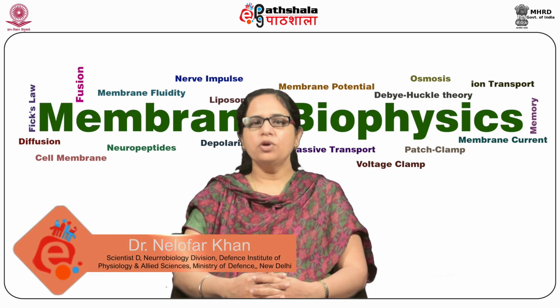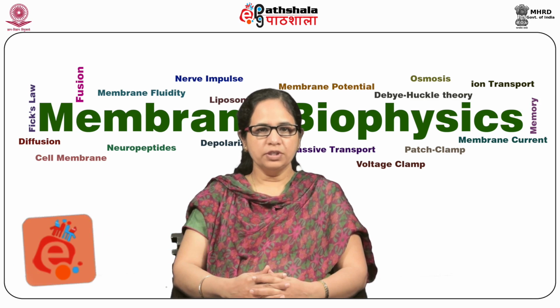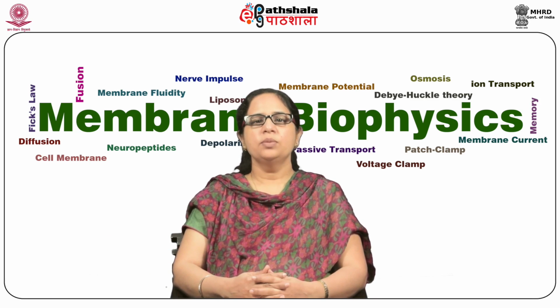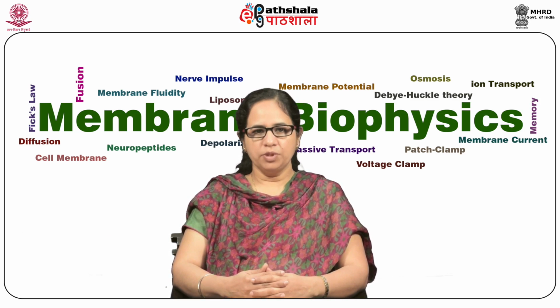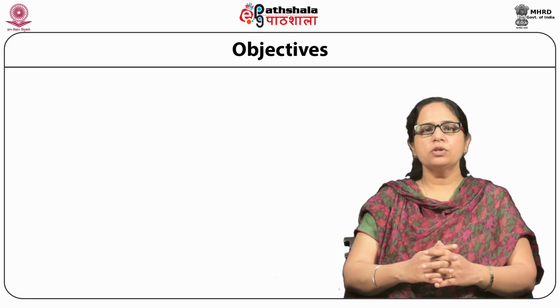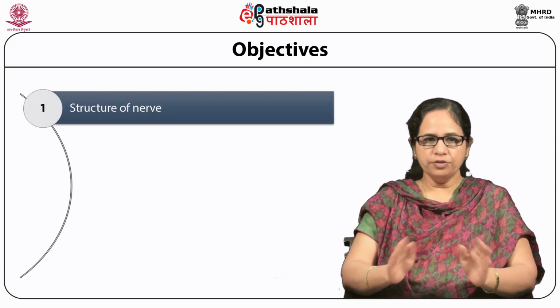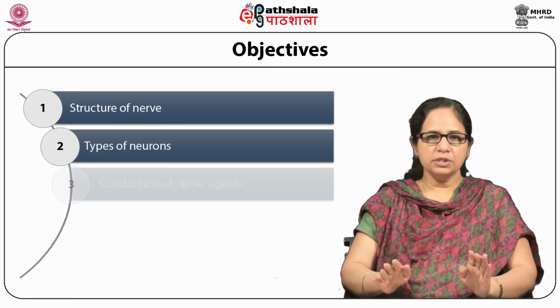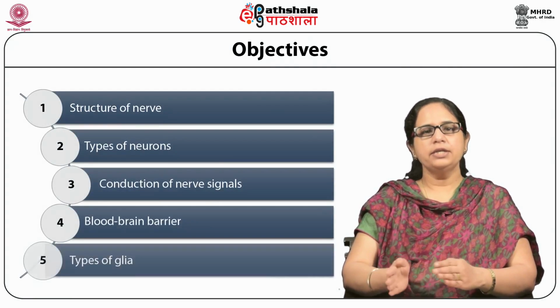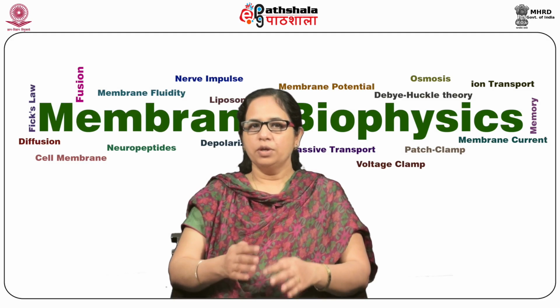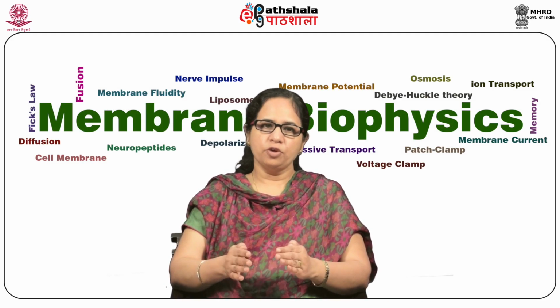Today we are going to talk on the module Structure of Nerves, Neurons, Blood-Brain Barrier, Generating Nerve Impulse. This is from the paper Membrane Biophysics. The objectives of the talk are structure of nerve, types of neurons, conduction of nerve signals, blood-brain barrier, and types of glia. Now coming to the first part, that is to introduce the topic.